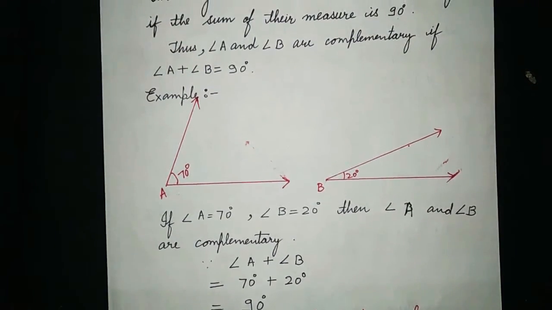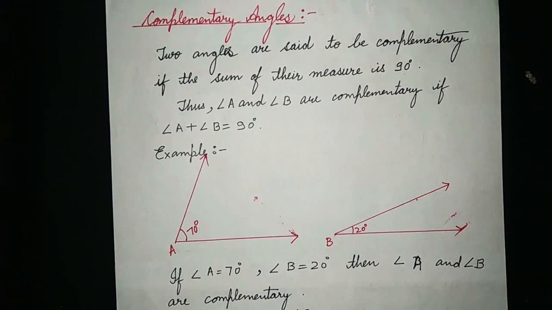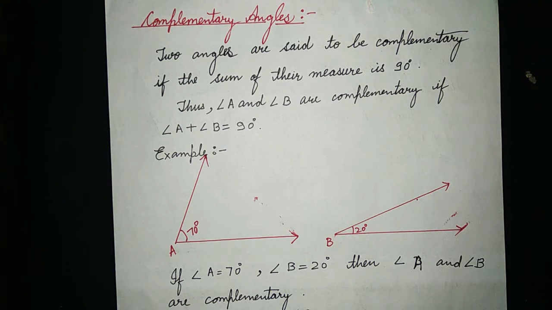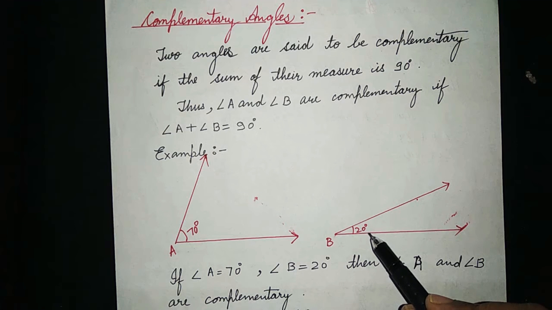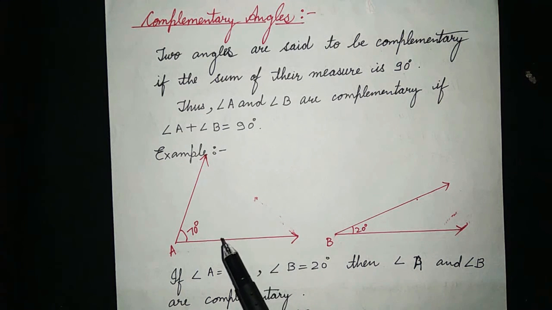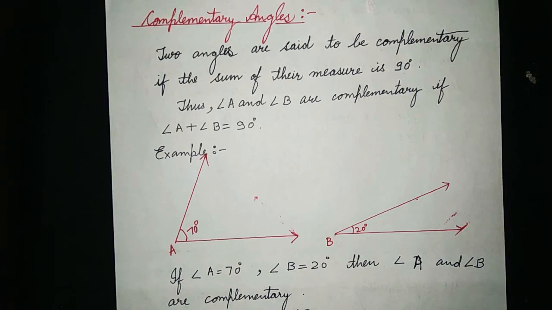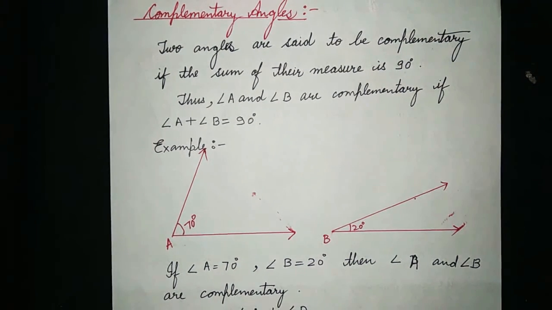Students, it can be stated in another way also. If the sum of the measures of two angles is 90 degrees, then the angles are complementary. One more thing I would like to tell you. When two angles are complementary, we say that one angle is the complement of the other angle. Here 70 degrees is the complement of 20 degrees and 20 degrees is the complement of this 70 degree angle. Now I think it is clear to all of you.